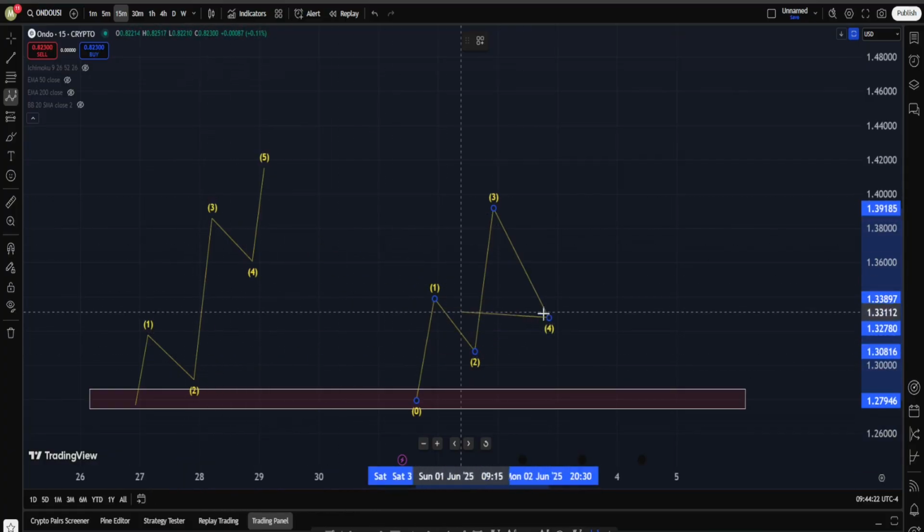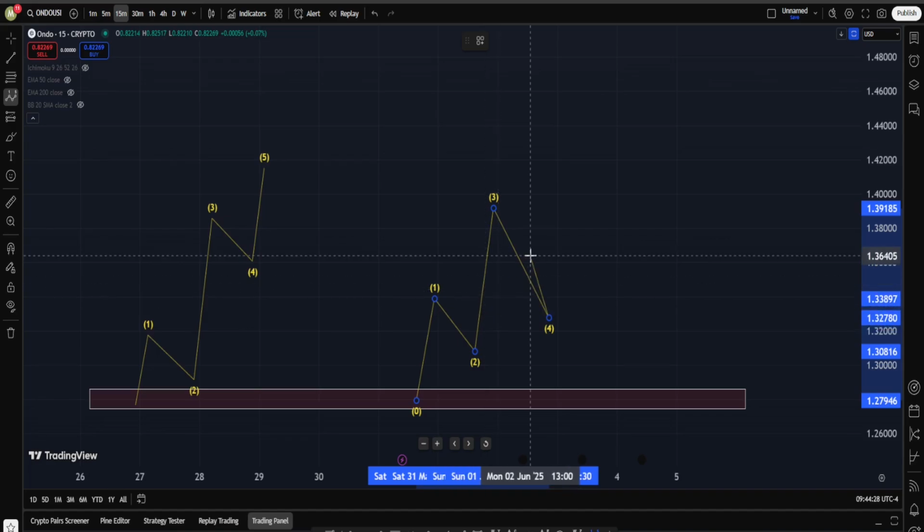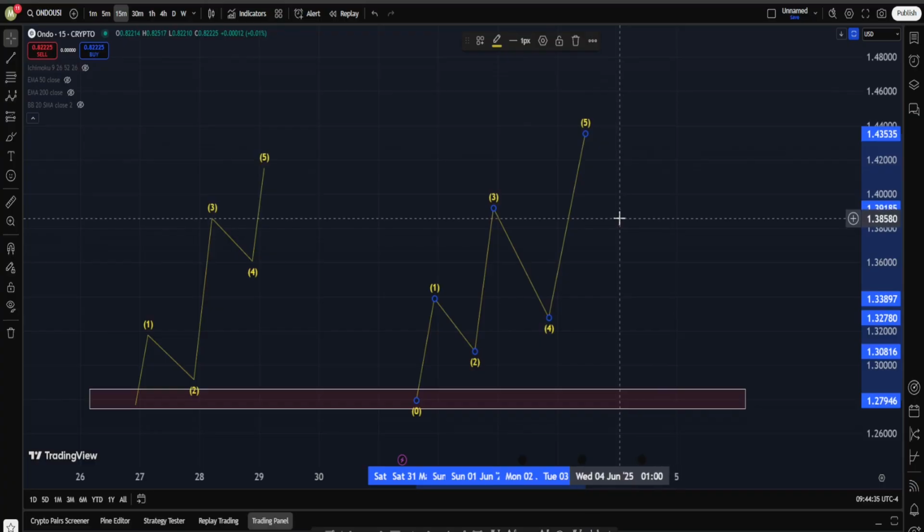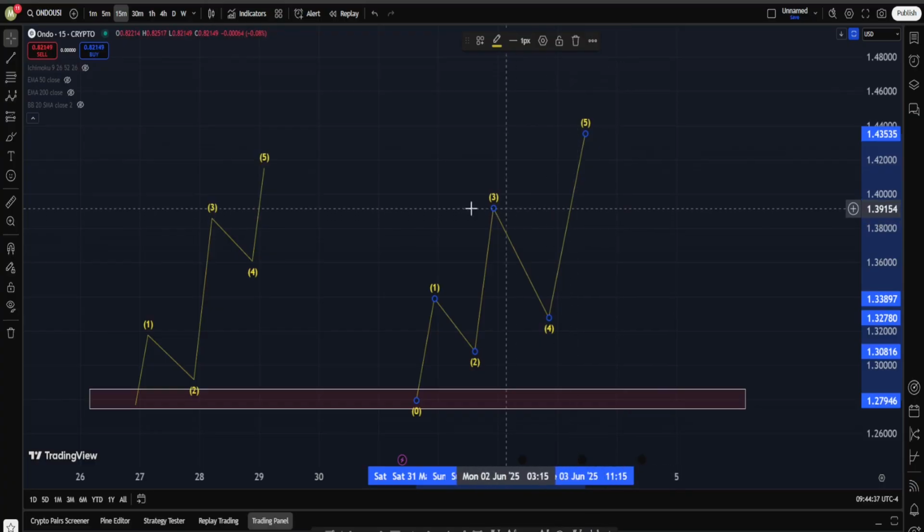Unlike this impulse, we must have now, in this case, overlapping of the waves between wave 2 and 4, and also wave 4 must be bigger than wave 2, okay? This is a must. And finally, this is our final move up into wave 5, which has to be the biggest wave in this structure.